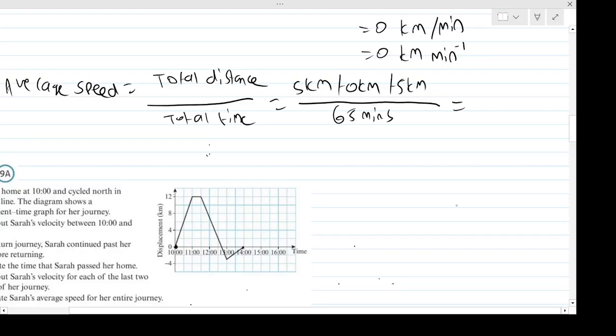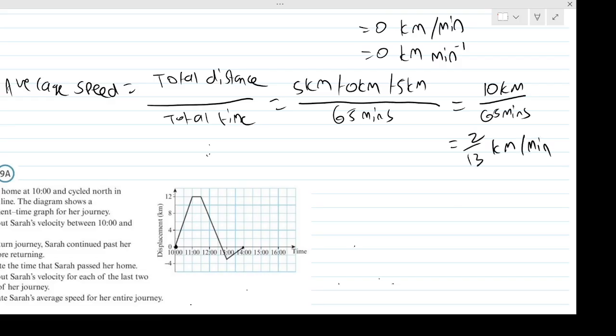So if we work all this out, this will be 10 kilometers. 5 add 0 is 5, add 0, add 5 is 10. So 10 over 65 minutes. If we simplify it, that would be 2/13 kilometers per minute. Okay.